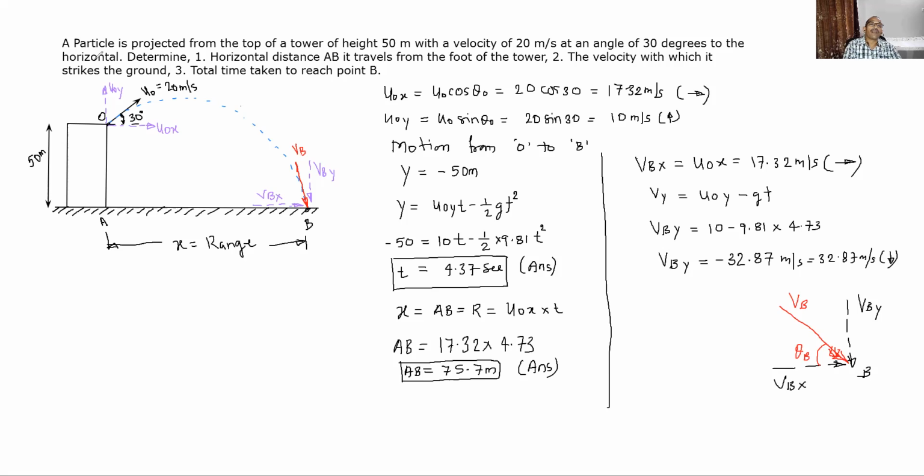Now, how do we find the magnitude of VB? The magnitude of VB can be found by applying the Pythagoras theorem. VB is the square root of VBX square plus VBY square. Substituting the values, VBX is 17.32 and VBY is 32.87. We take the squares and simply add. This velocity VB comes out to be 37.15 meter per second.